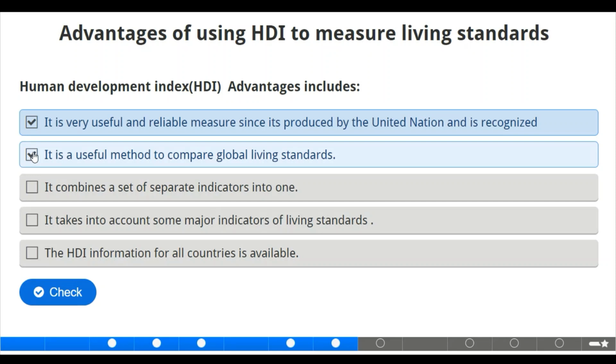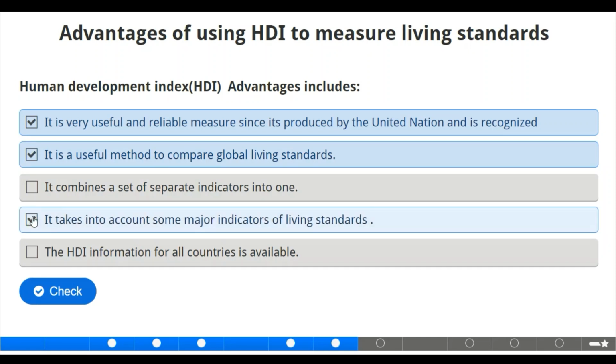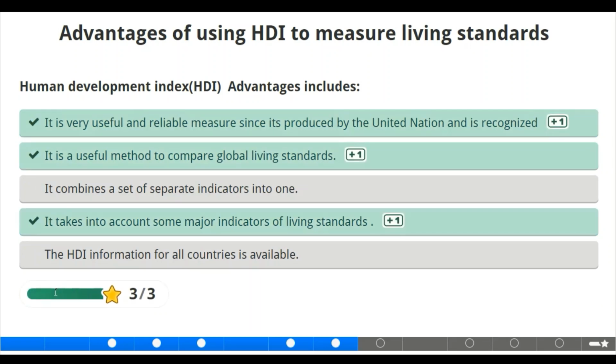Now, it combines a set of separate indicators into one. Does it? No. Of course, it didn't. Now, it's taking into account some major indicators of living standard, like income, life expectancy, and so on. Now, the HDI information for all countries is available. Is that so? Of course, no. It is not available. Now we got it right.